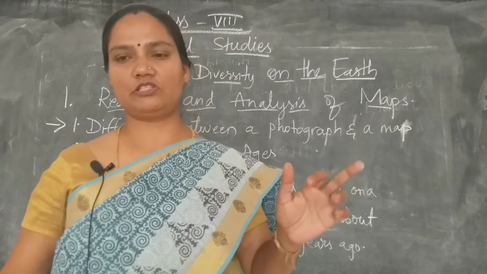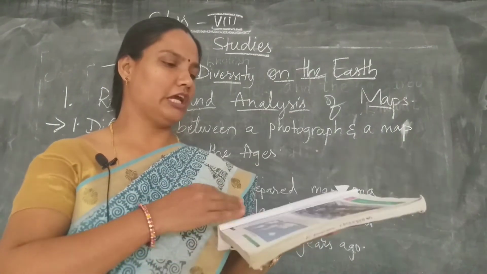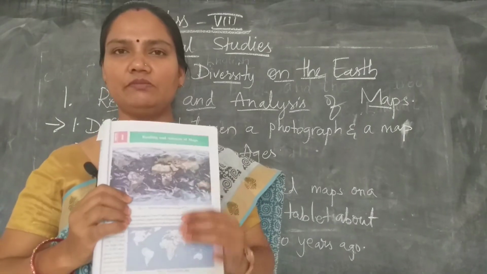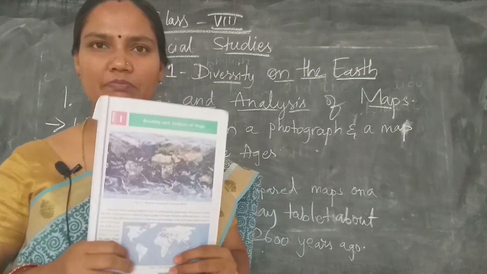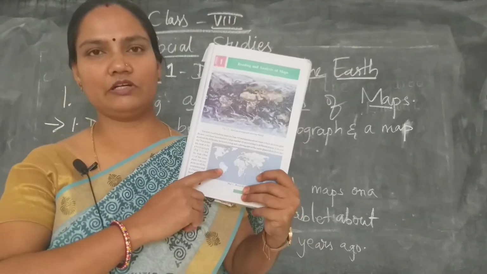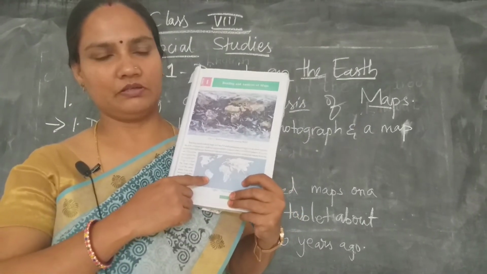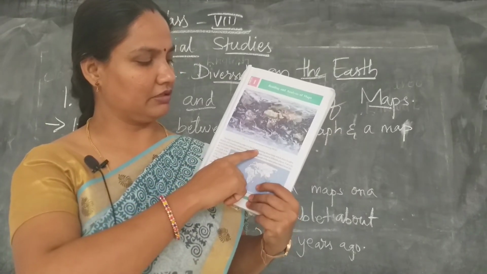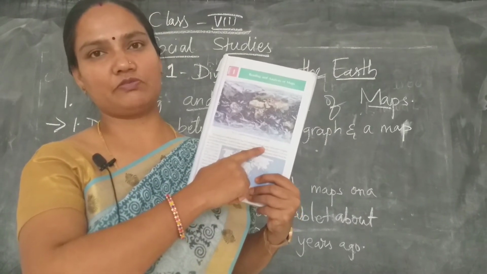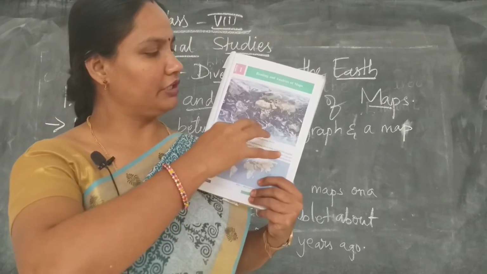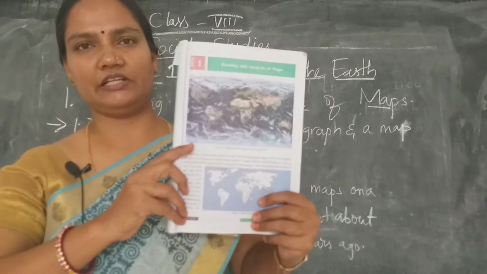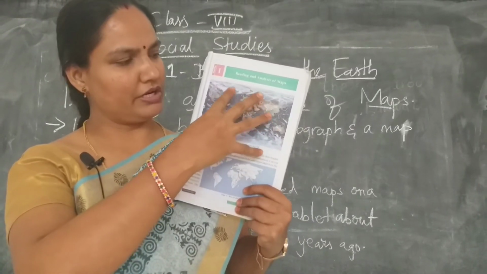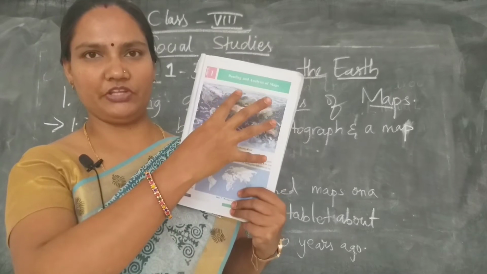I'll show you one picture from your textbook. It will help you to understand it very clearly. Can you see this map, children? Yes, this is a world map. It is a picture which is taken with the help of a satellite. Okay, children? So here you can't see clarity. You can see continents, oceans, everything, but the boundaries are not clear here.